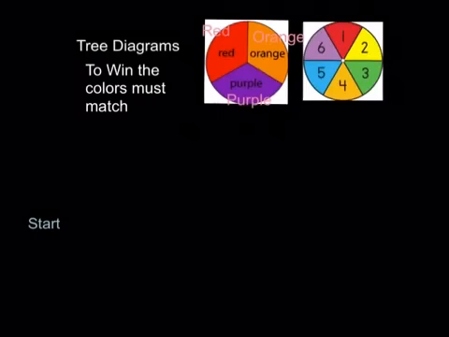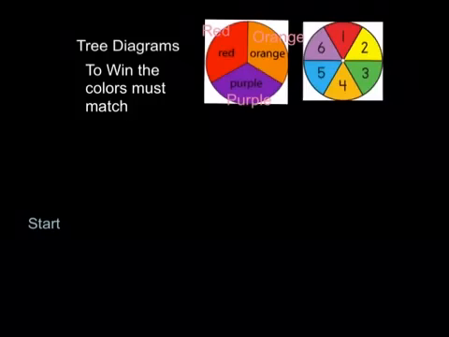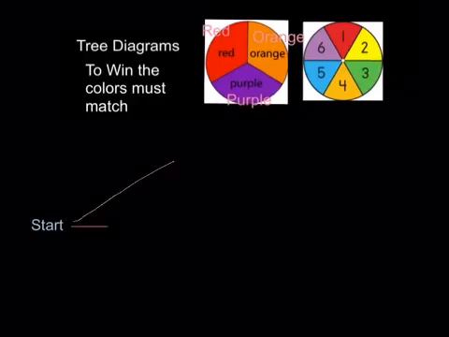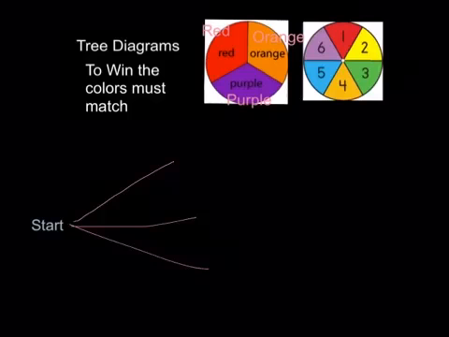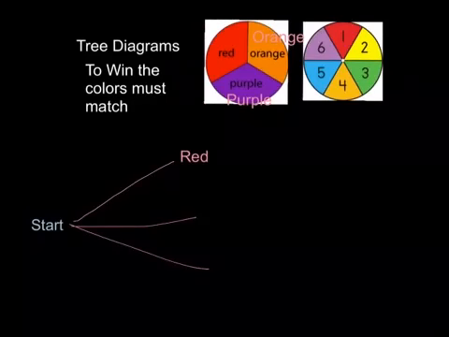So at the start, you're going to spin the first spinner, and you have three possible outcomes. Either you're going to land on red, orange, or purple. So when I draw my tree diagram, I start with three lines for each of the three outcomes: red, orange, or purple on the first spinner.